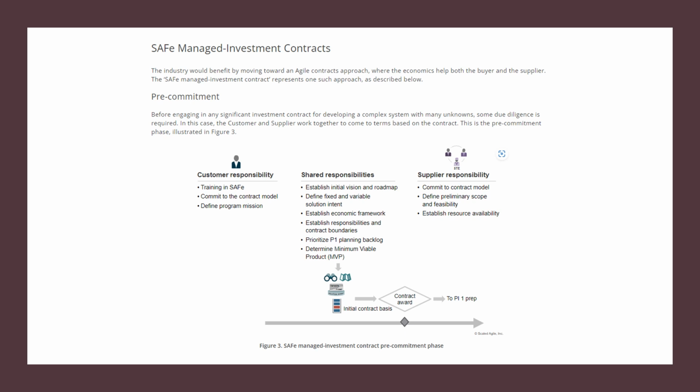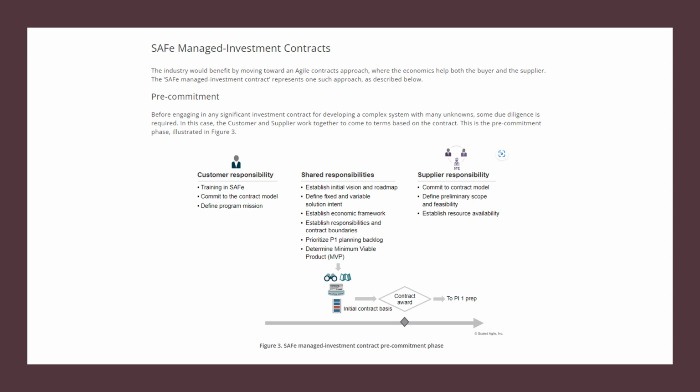The first phase of the contract is pre-commitment. Before engaging in any significant investment contract for developing a complex system with many unknowns, some due diligence is required. In this case, customer and supplier work together to come to terms based on the contract. So this is the pre-commitment phase.